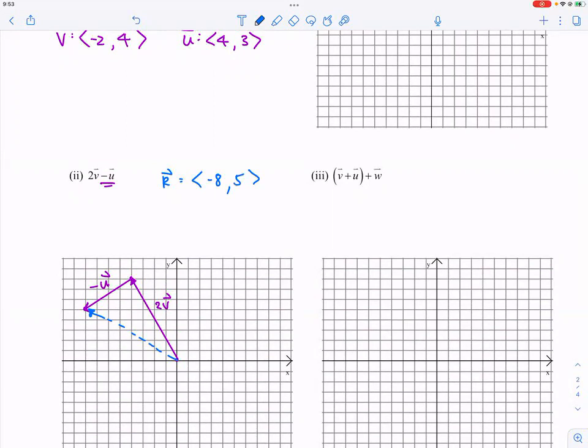Okay. And with that, you will find the magnitude by doing the Pythagorean theorem. So you have 64 plus 25. 64 plus 25 is 89. Okay, so square root of 89 is the magnitude of your resultant vector right here.